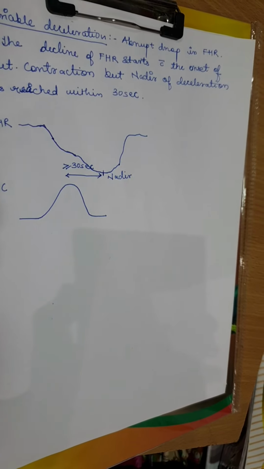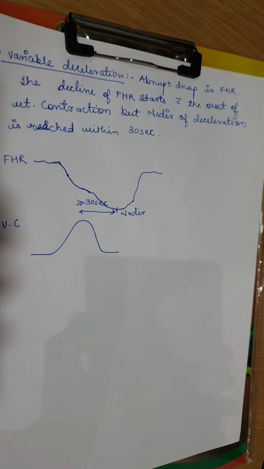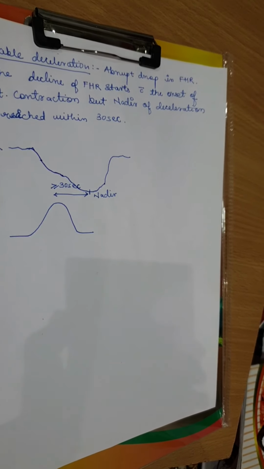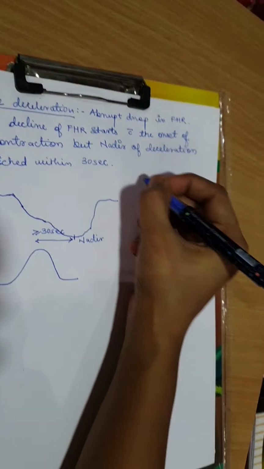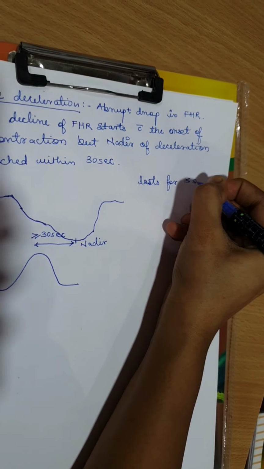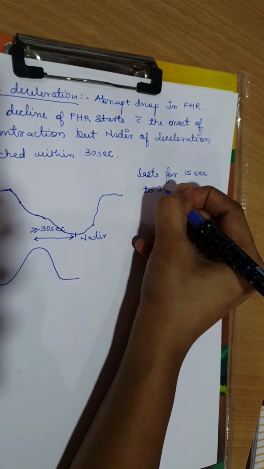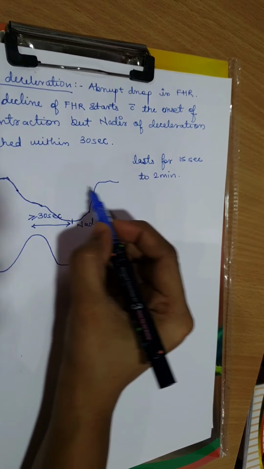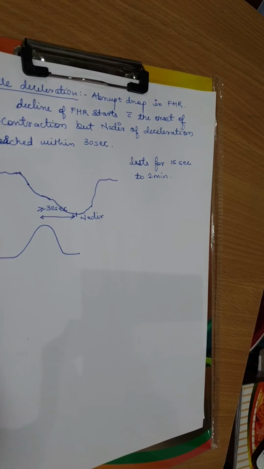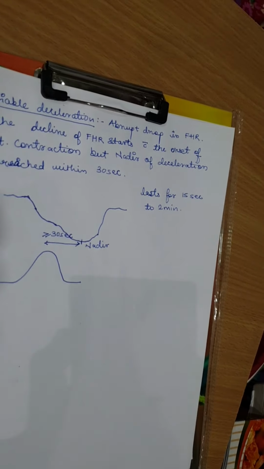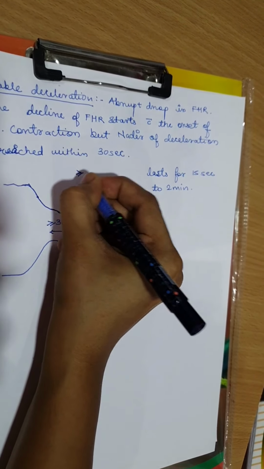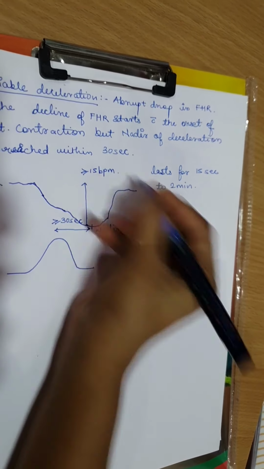Now this decrease lasts for 15 seconds to 2 minutes. So this deceleration will prolong from 15 seconds to 2 minutes. But the amplitude of the fall must be greater than or equal to 15 beats per minute. Okay?